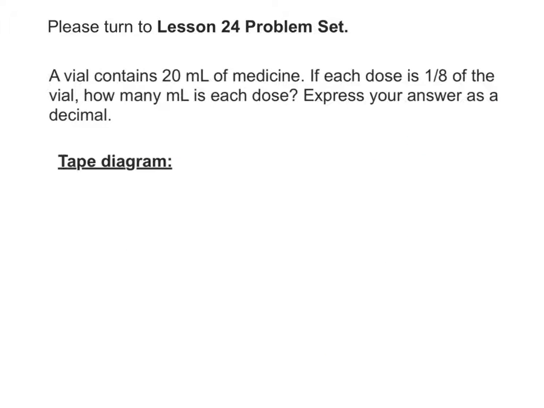Very good. Remember, look back at our learning goal. Today we're working on solving word problems involving fraction and decimal multiplication. Is this a word problem? Yeah. And do you think it'll probably involve multiplication of fractions or decimals? Yes. Let's take a look at what it says. A vial contains 20 milliliters of medicine. If each dose is 1/8 of the vial, how many milliliters is in each dose? Express your answer as a decimal.